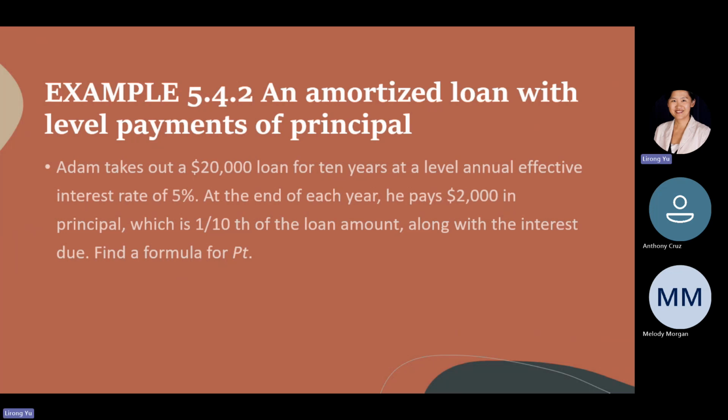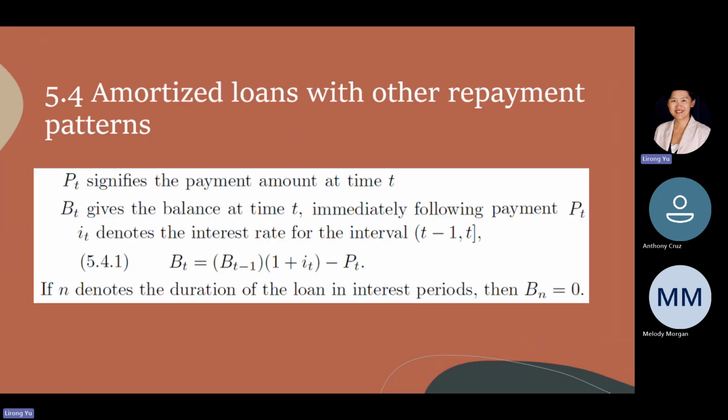Okay there? So then that will guarantee the change in the balance is consistently linear. So every year is 2,000 minus 2,000. After 1 year, it is 20,000 minus 2,000. After 2 years, the balance is 20,000 minus 2,000 minus 2,000. So that will be the formula for what we call the BT.